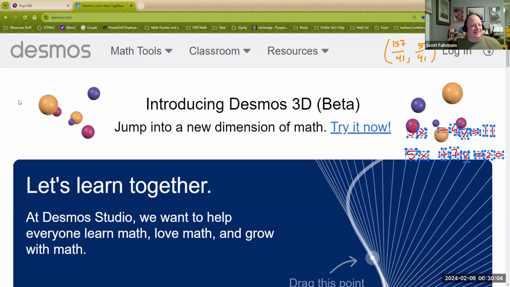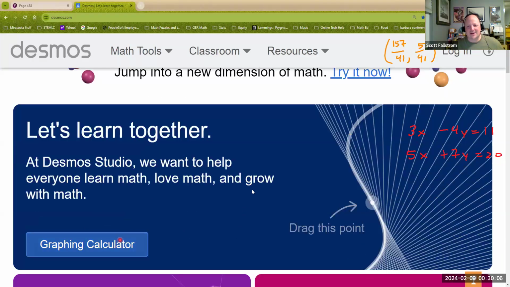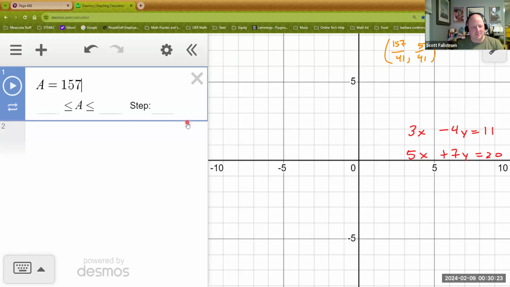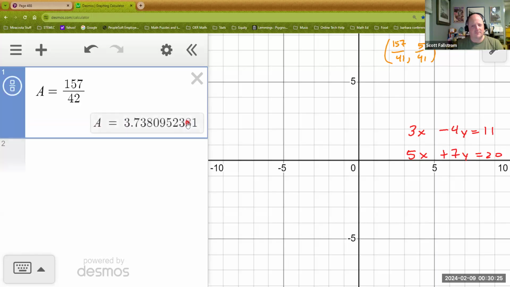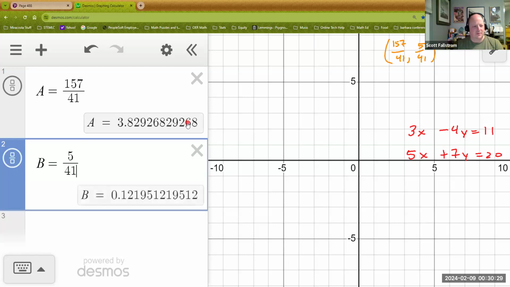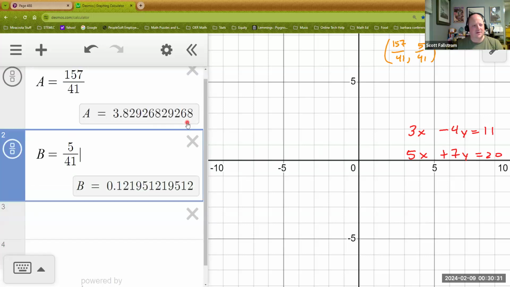All right, let's take a look at this. We're going to come down here to the graphing calculator and say what are we looking at here. So what I'm going to do is take these equations and plug them in right here. And I'm going to show you a shortcut that I think works really nicely using Desmos. I'm just going to say my first value is A, and that's 157 over 41. Okay, my second value is B, and that's 5 over 41. Okay, there's A and there's B.